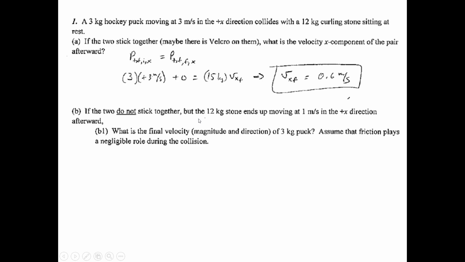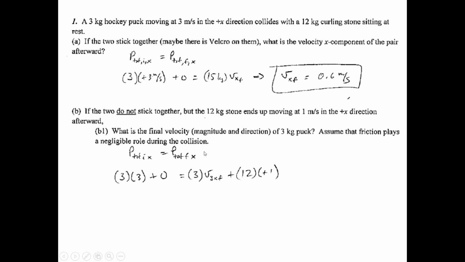Part B: suppose that what I said here about the Velcro wasn't true. The two do not stick together, but we make a measurement and we find out the 12 kilogram stone ends up moving at 1 meter per second in the plus x direction afterwards. Then what is the final velocity, magnitude and direction, of the 3 kilogram puck? We'll assume that friction imparts a negligible impulse, and therefore we can apply the conservation of momentum.